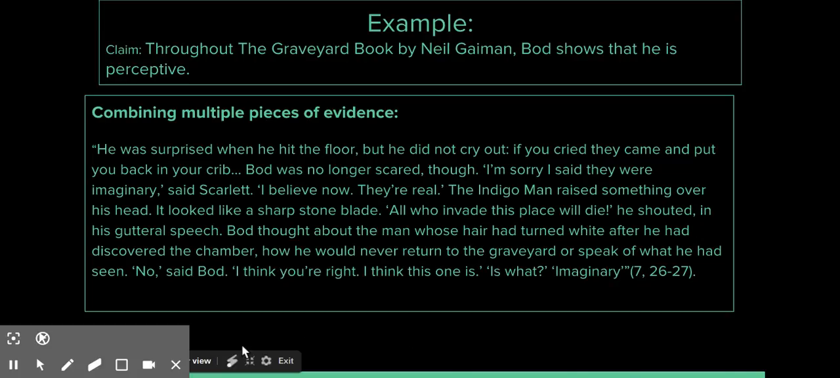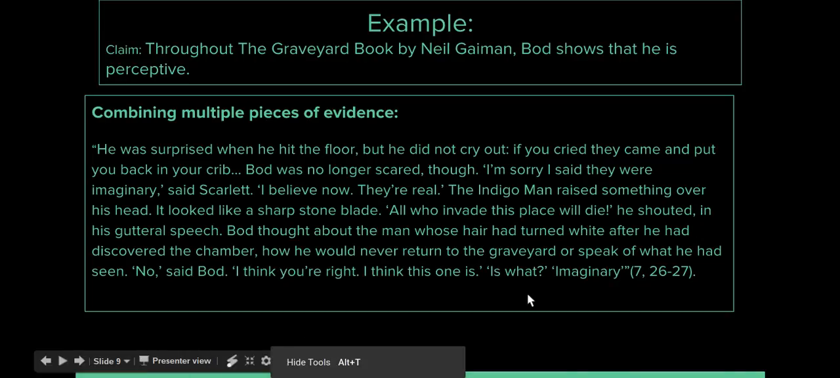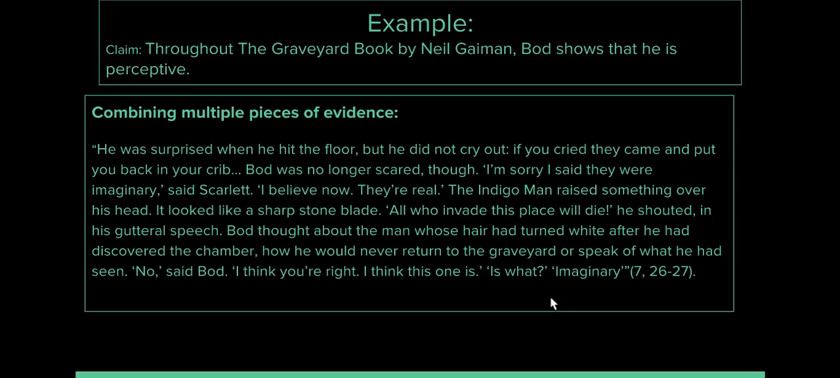As you get stronger at citing evidence, another thing that you're going to want to learn how to use is an ellipsis. An ellipsis allows you to take multiple pieces of evidence and combine them together, or to omit or take away unnecessary parts of your evidence to only focus on what is most needed to prove your claim.